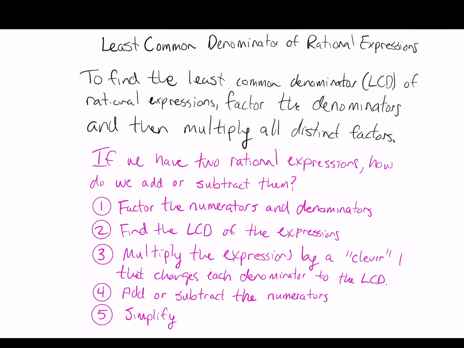So let's say we have been given two rational expressions. How do we add or subtract them? Well, first you factor the numerators and denominators. Then you find the LCD of the expressions as we discussed. Then you can multiply those expressions by a clever one, which is the LCD in the numerator and the LCD in the denominator. Then you can add or subtract the numerators, and finally you can simplify.